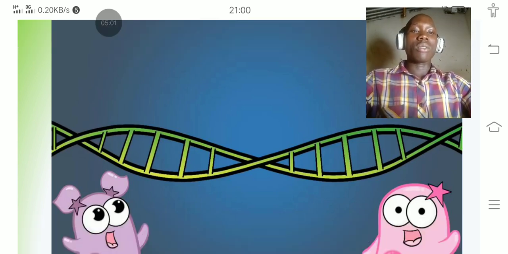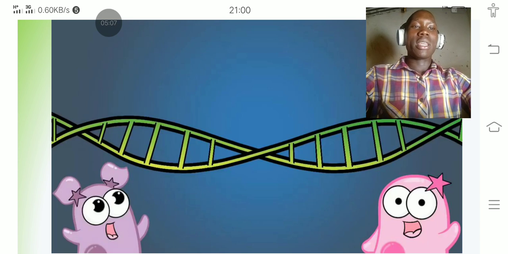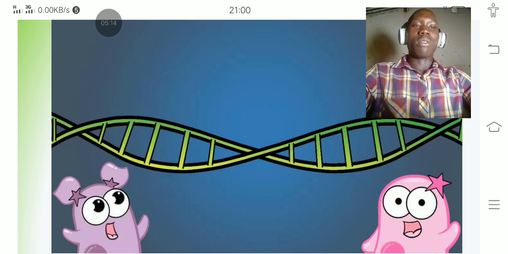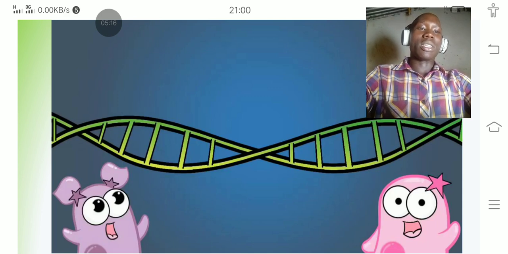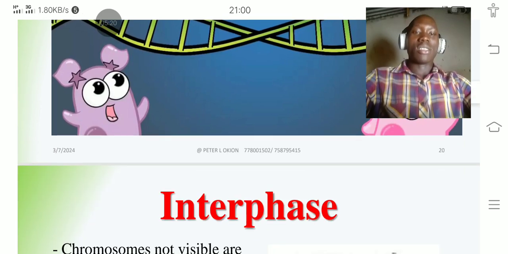In DNA, the bases we have are A, adenine, cytosine, guanine, thymine, that is ATGC. This is just a simple structure, so maybe sometime we shall discuss DNA and protein synthesis, but for now let's continue with interphase.